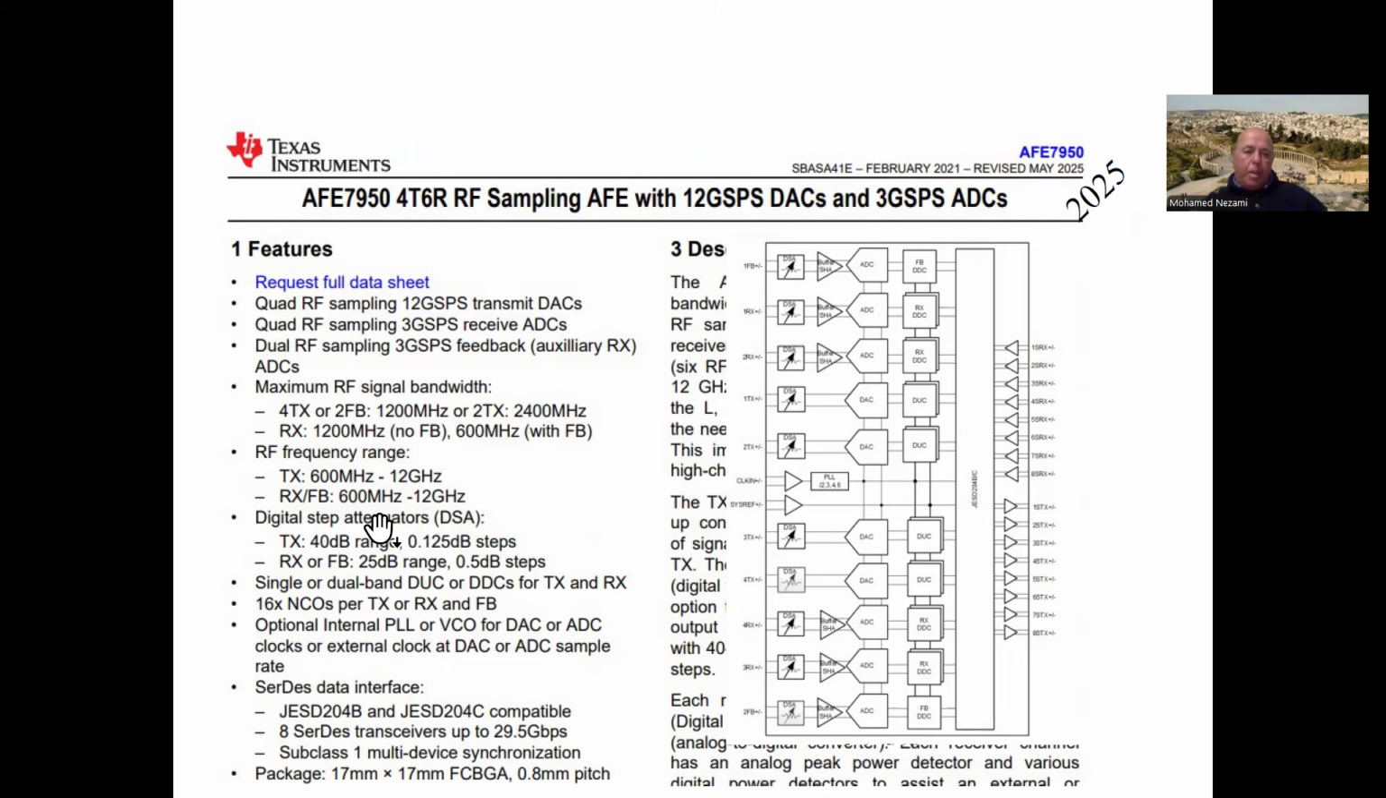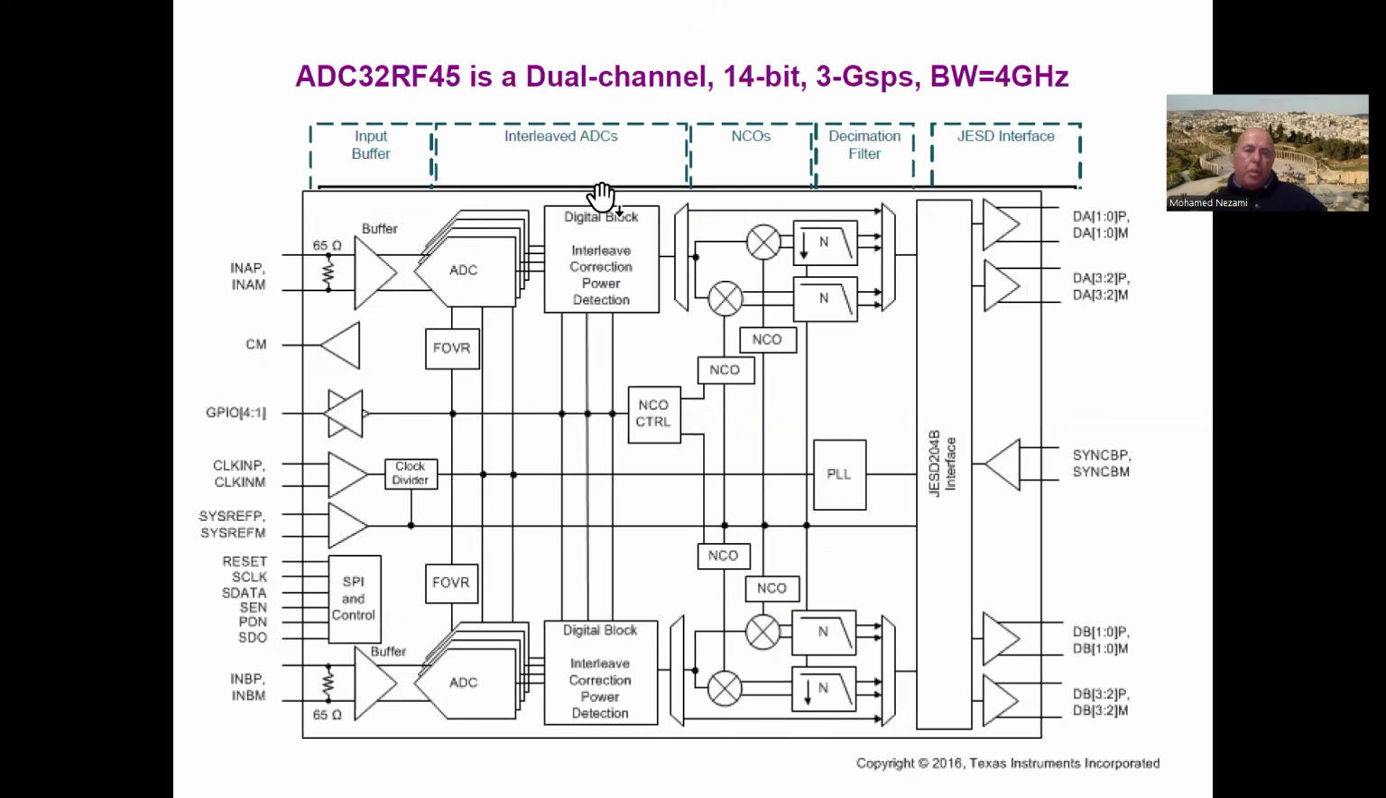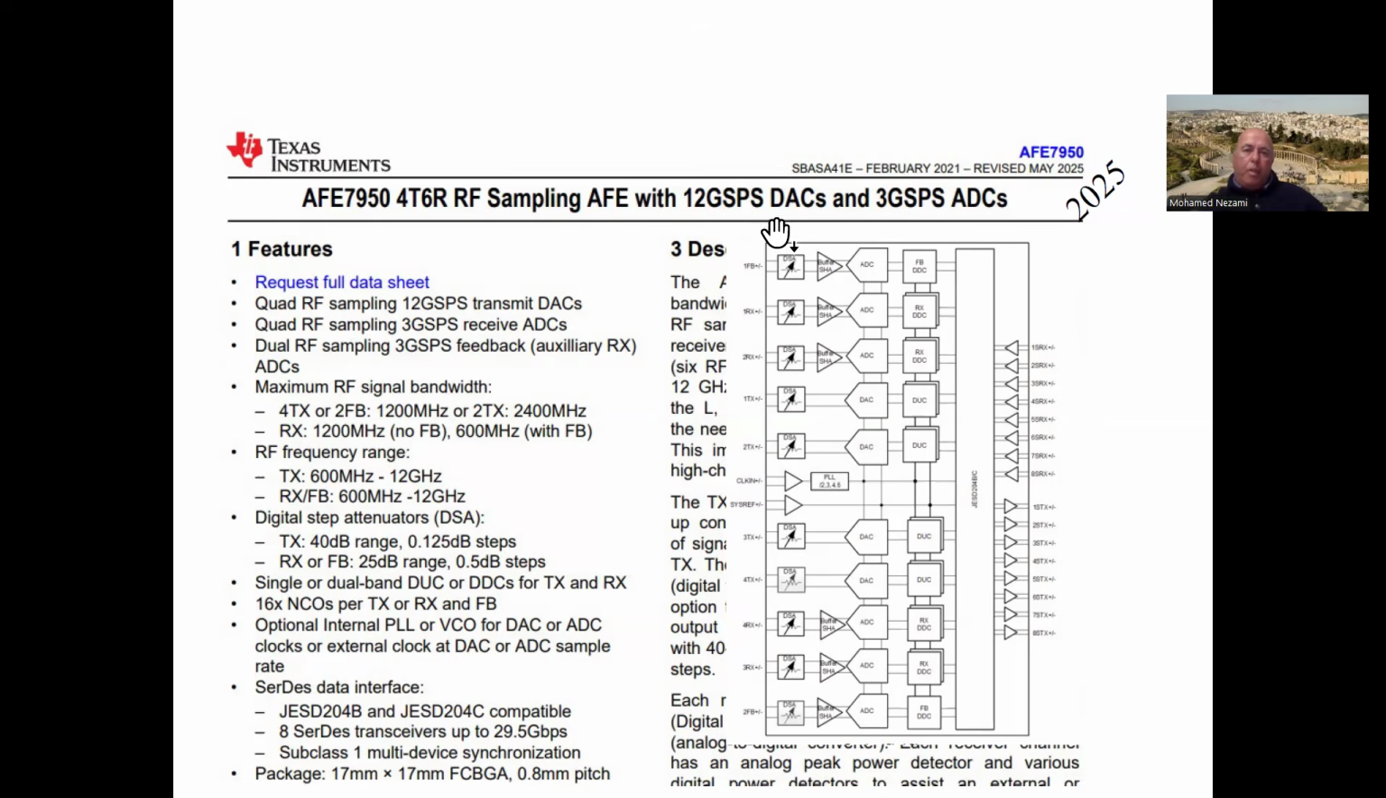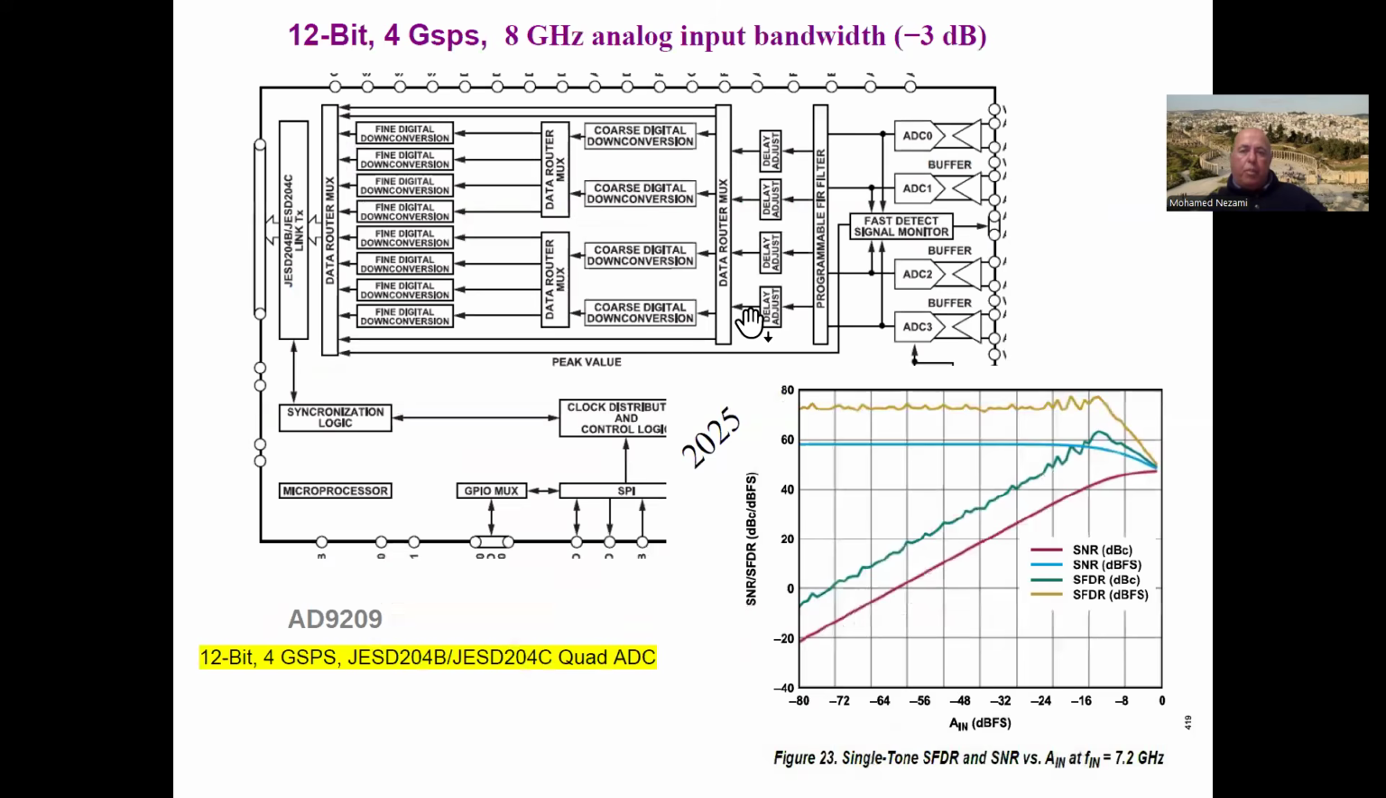The frequency range, of course, is up to 12 gigahertz, okay? So this is very good. In this one, the bandwidth is 4 gigahertz, okay? So this one here is a little bit lower than this, even though this one has a lower sampling frequency.